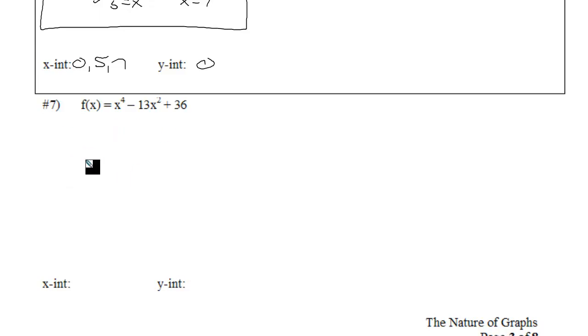Number 7, 3 terms, trinomial. Is it a perfect square trinomial? First term is a perfect square. The last term is a perfect square. Maybe it is.